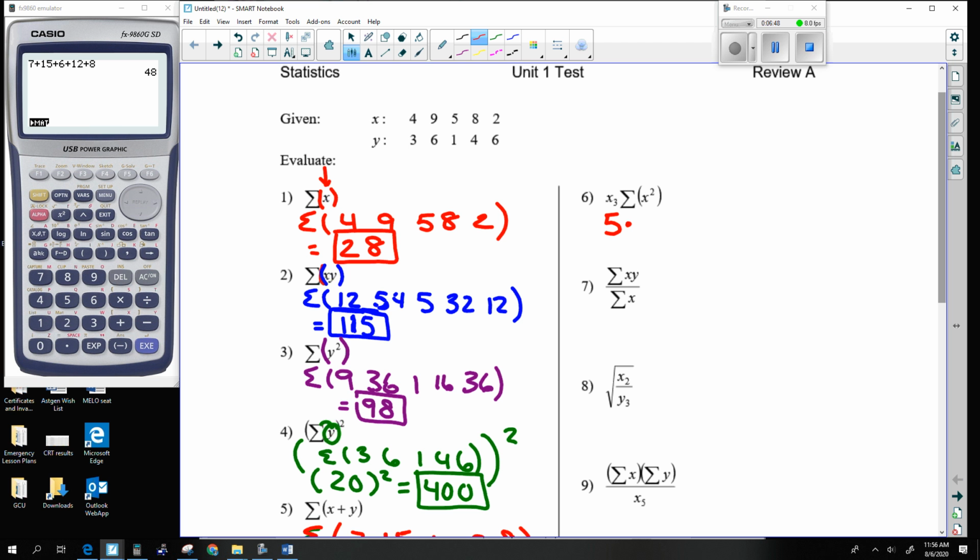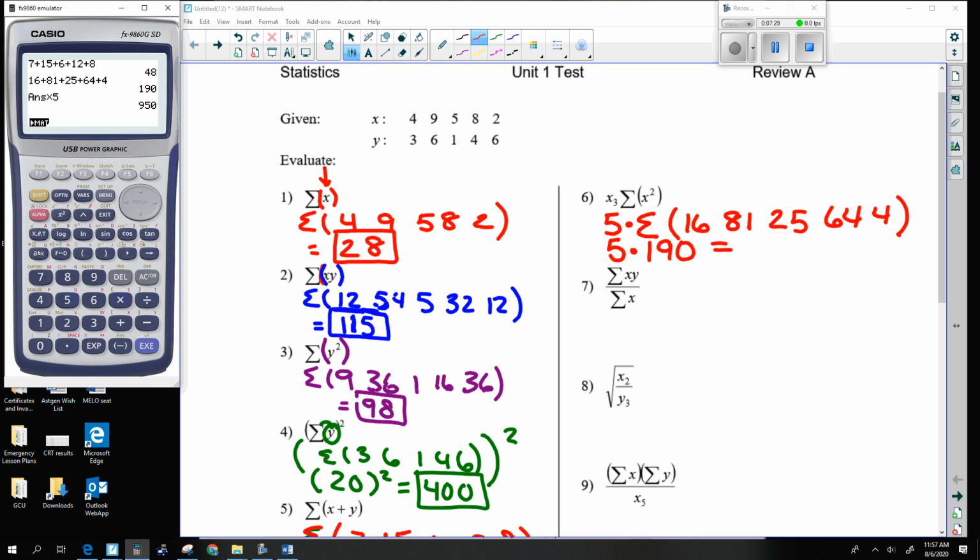So this is straight up the number 5. That's sitting right next to, so that implies multiplication, the sum of x squared. So here I go through each individual element of the x, and I square it. So 4 squared, 9 squared, 5 squared, 8 squared, and 2 squared. And then last but not least is I multiply the two different things together. So the 5 times 190.